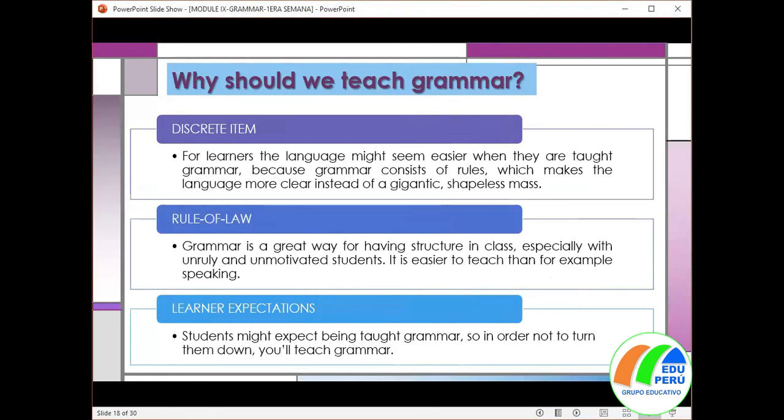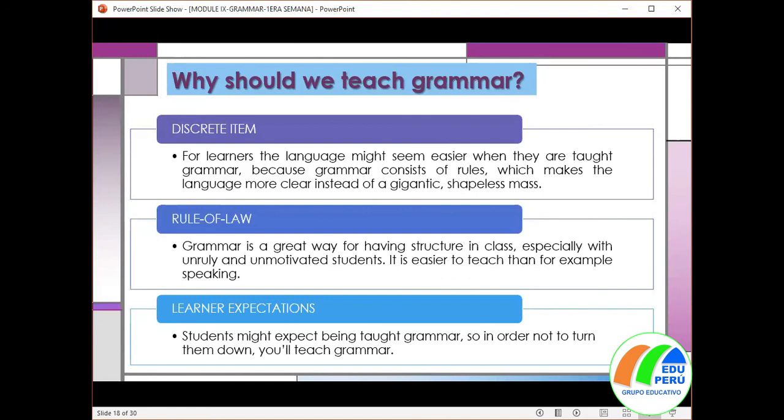Another one is that this is a discrete item. For learners, the language might seem easier when they are taught grammar because grammar consists of rules, which makes the language more clear instead of a gigantic, shapeless mass. So we can reduce the amount of language input for our learners. And that's why it would be kind of easier, no? It might seem easier because here we have a lot of structures, a lot of patterns, so we could say a lot of rules, when we talk about grammar.